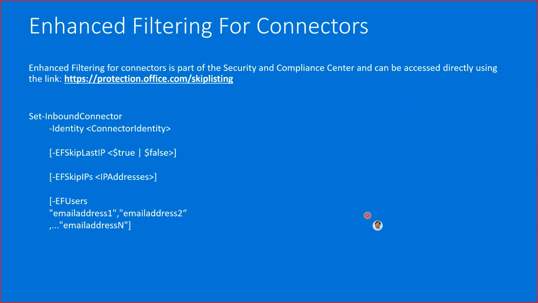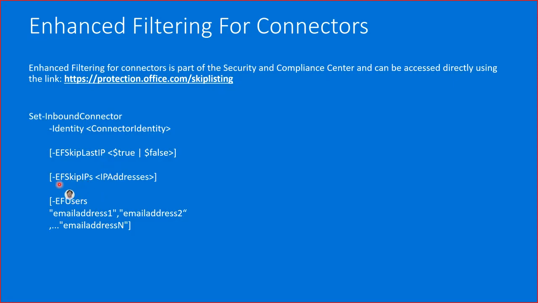What these mean: the skip last IP, if we set this to true, when we receive the message, Exchange Online Protection will just ignore the last IP and do the health check against the second last IP address in the message header.